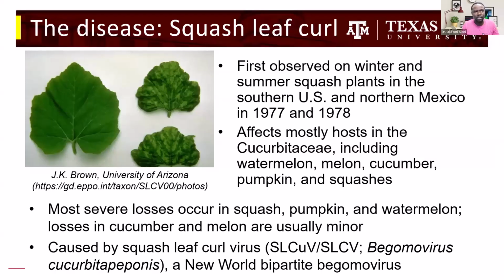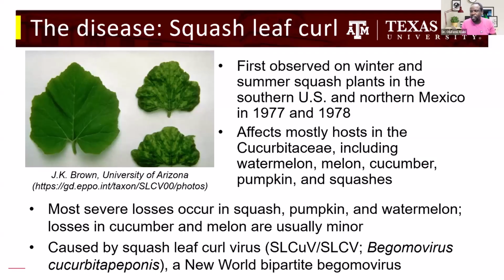So squash leaf curl disease was first observed in winter and summer squash in about the late 1970s in the US, but specifically in California and Arizona, but also in northern Mexico. It infects mostly plants in the Cucurbitaceae family. That will include cultivated cucurbits like watermelon, squashes, melon, cucumber, and pumpkins. There are differences in the way these different cucurbits respond to squash leaf curl virus infection. Losses are more severe in pumpkins, squashes, and watermelon, and they are typically minor in cucumbers and melon.